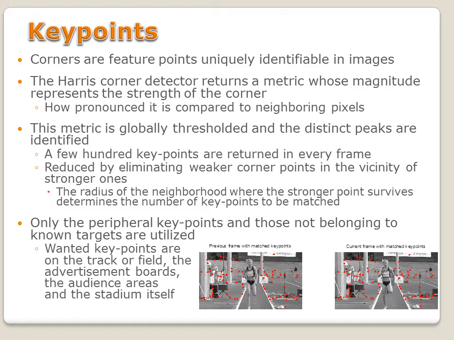We are interested mostly in the peripheral key points and those not belonging to known targets. The wanted key points are on the track or field, the advertisement board, the audience area and the stadium itself. We need to avoid key points on the bodies of the competing athletes themselves.